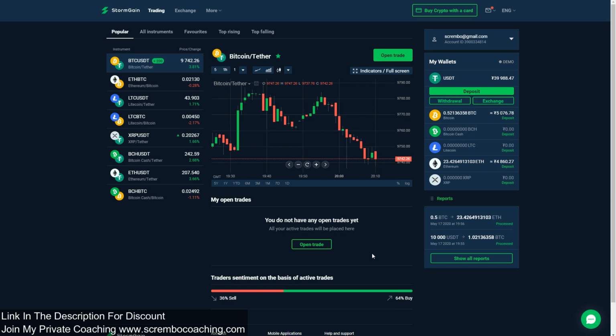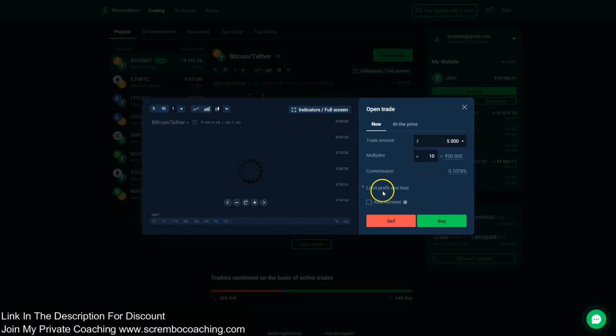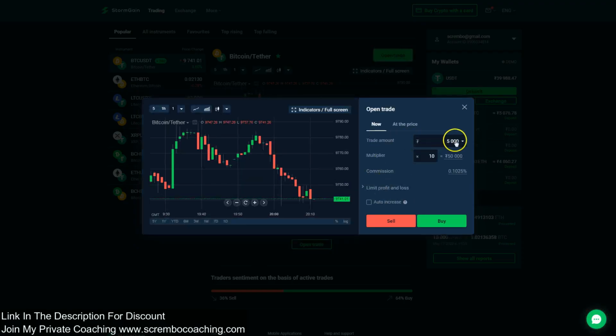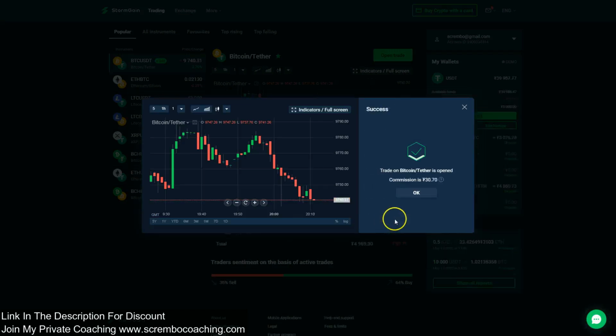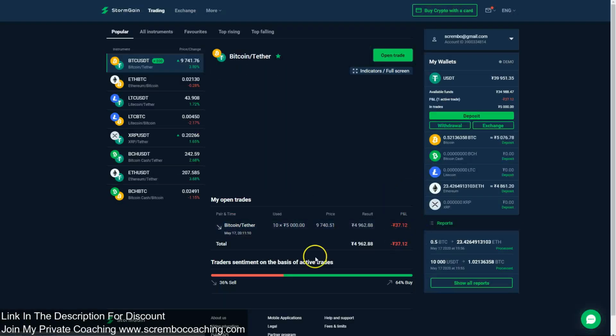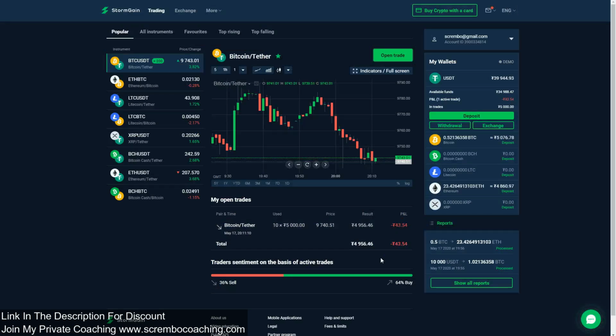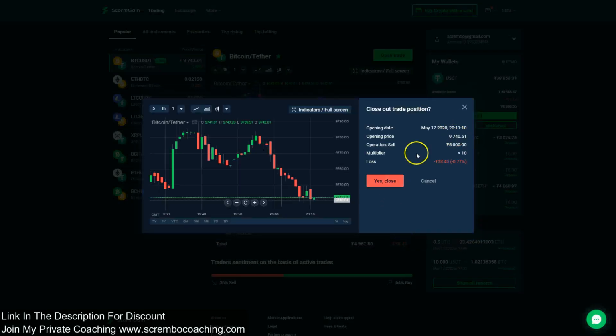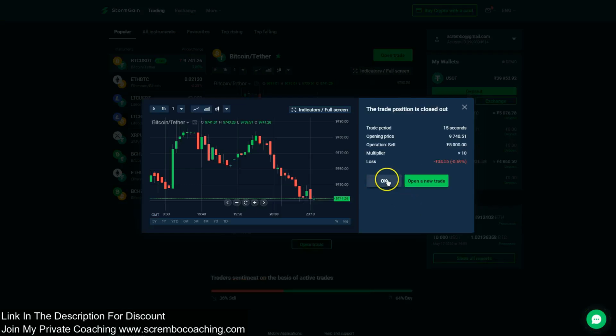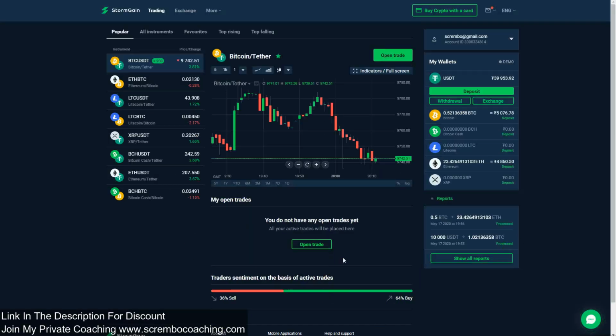Now, what we can do is we can also short the market, which means that we're aiming for the price to decrease instead of increasing. For example, open trade, trade amount 5,000 multiplied by 10, it goes to 50,000, and then we say sell. So we sold the trade, which means we have shorted the market. We've got all the stats over here. If we want to close out, we click again on close out. We see the stats. Yes, close. Beautiful. So that's the way it goes, guys.